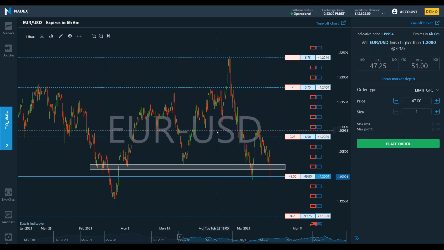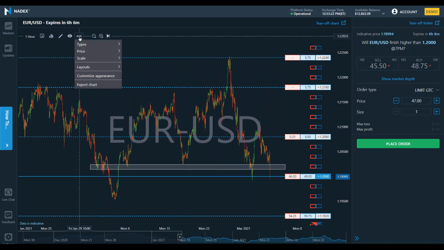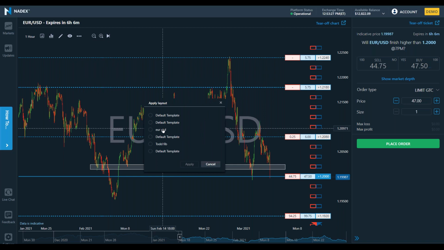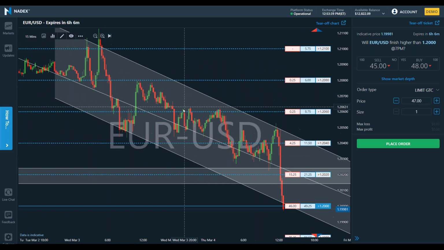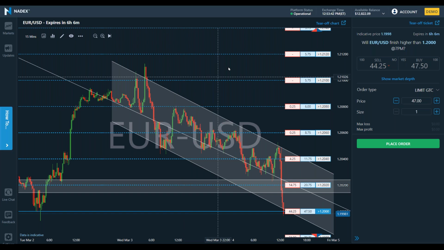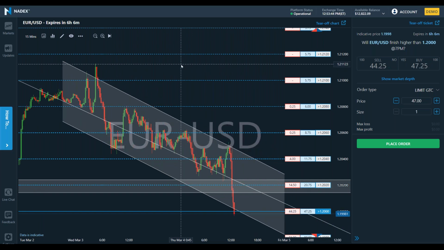It remembers your chart, and so when I go to layouts, apply, I could find the Euro USD here. Let's just see, I'm kind of curious. Here's an old chart that I had saved. So always kind of fun. You can save them, and then it'll bring them back.